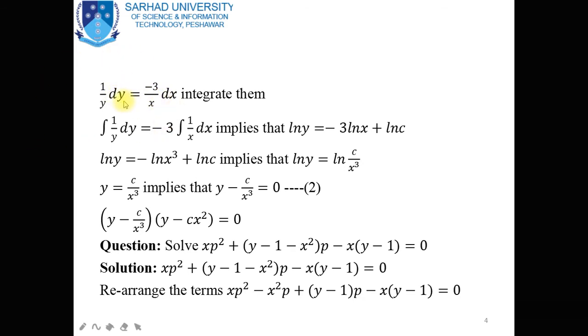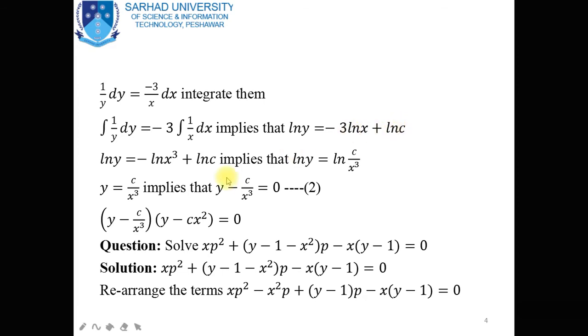Now taking integration of 1 over y with respect to y, equal to minus 3 into the integration of 1 over x with respect to x. The integration of 1 over y with respect to y is equal to log of y, which is equal to minus 3 into log of x. The integration of 1 over x with respect to x is actually equal to log of x plus log of c, where log of c is the constant of integration.